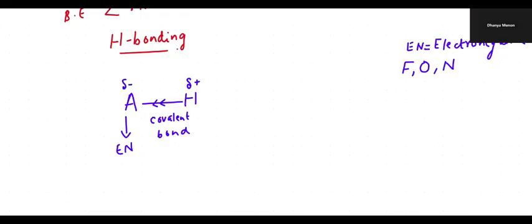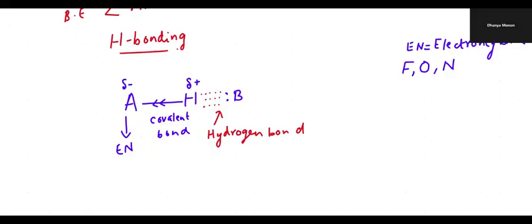Now, so this hydrogen is covalently bonded to atom A. Now, if I have another atom B, which has a lone pair of electrons, this is another necessary condition, okay? Another atom B, which has a lone pair of electrons, comes near this hydrogen, there can be an attractive force between this hydrogen and this atom B. And this force of attraction is called hydrogen bond. Okay?